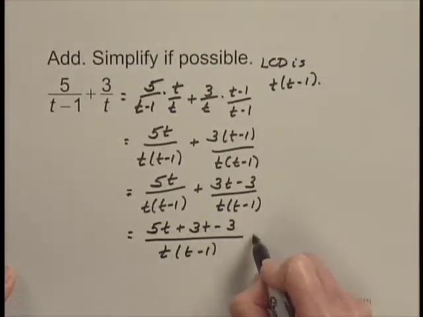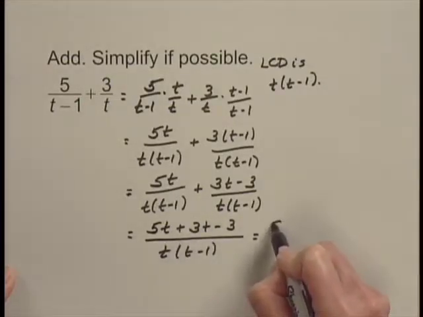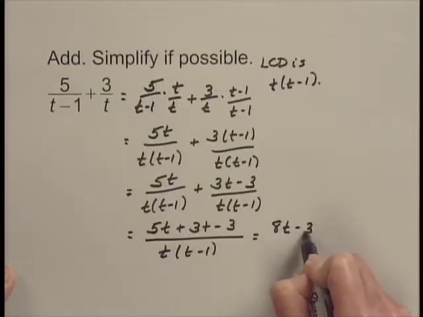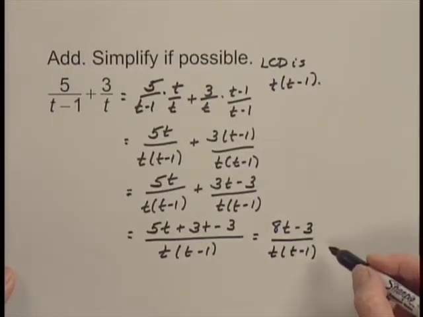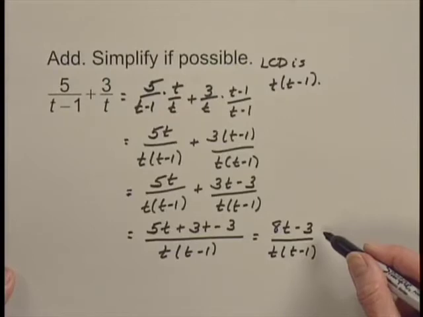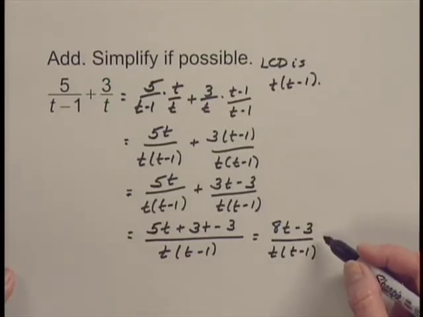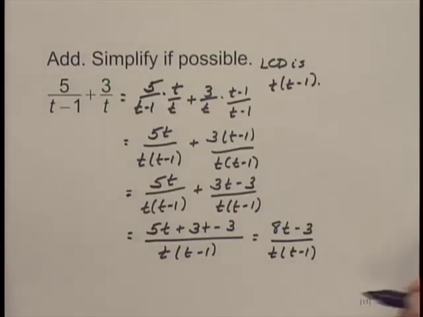And when I add in the numerator, 5t plus 3t is 8t, and then I have minus 3 over t times t minus 1. And can we simplify this? Well, I can't factor 8t minus 3, and there are no factors that are common to the numerator and denominator. So this expression that I have right here is the sum that we were looking for.